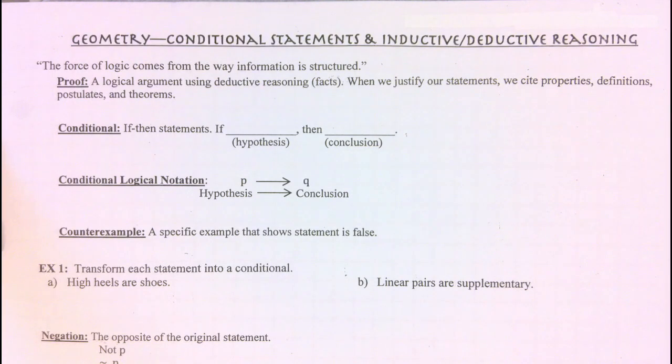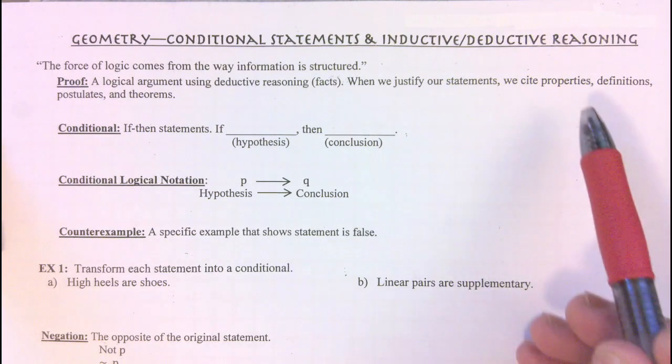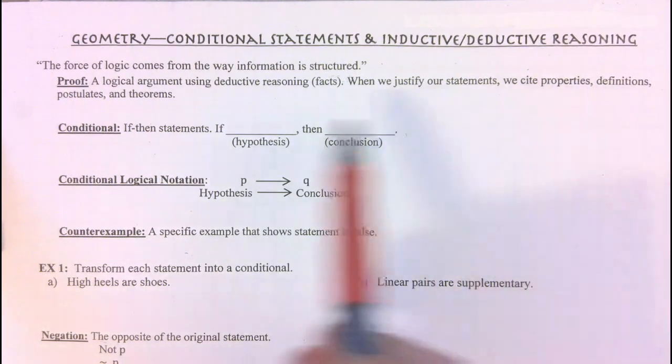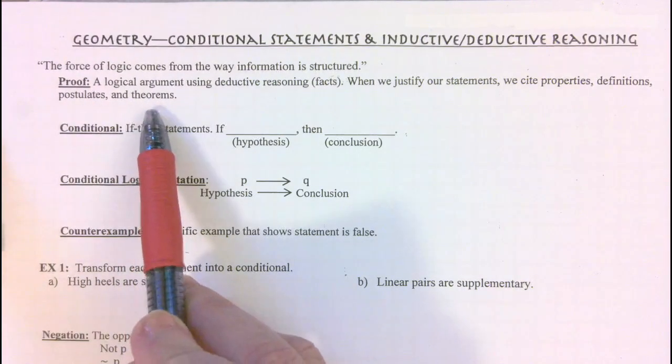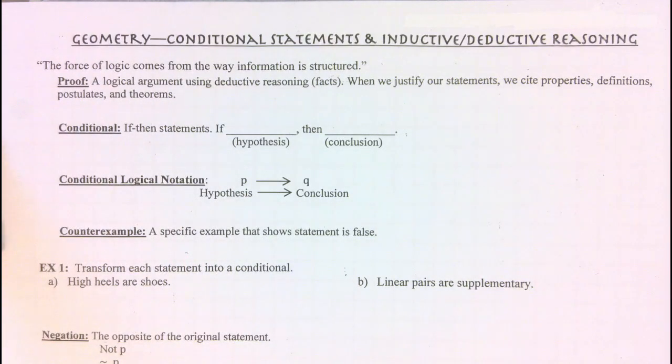So when we think about a proof, we're looking at a logical argument using deductive reasoning. And deductive reasoning is building off of information that we know is true. We're building off of facts, established truths. When we justify our statements, we cite things that we already know to be true. We cite properties, we cite definitions, postulates, and theorems. So in geometric proofs, our goal is to explain why something works the way that it does.